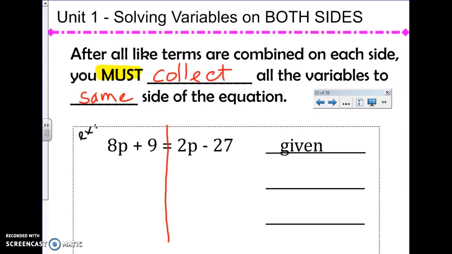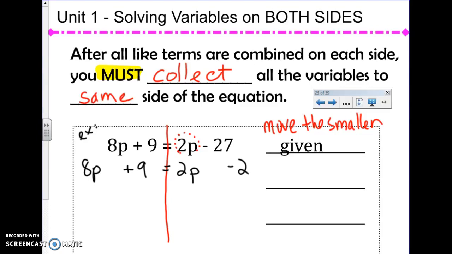So what we're going to do is put all of our variable terms to one side. Now the trick is you usually want to move the smaller. You don't have to. Some people just like to always move to the left. But if you move the smaller, then you avoid negative stuff, and people don't like that. So I am going to subtract. I'm going to identify that 2p is my smaller variable term, and that's what I'm going to choose to subtract. So 8p plus 9 equals 2p minus 27.